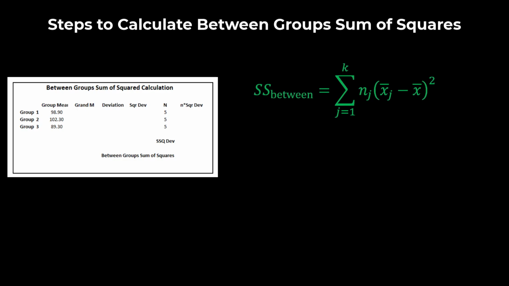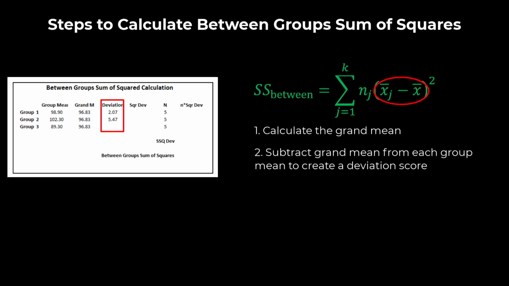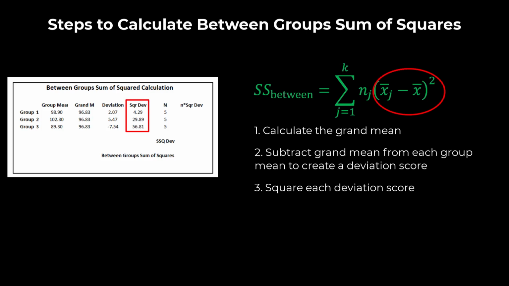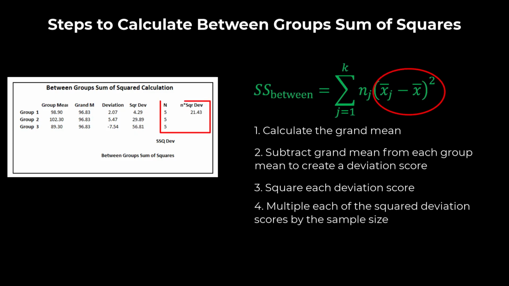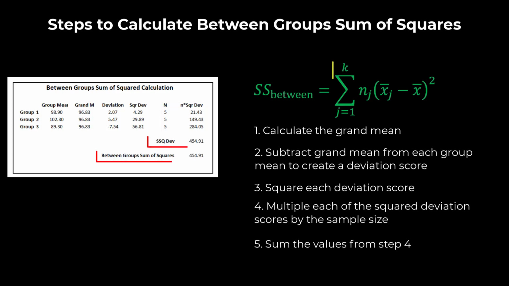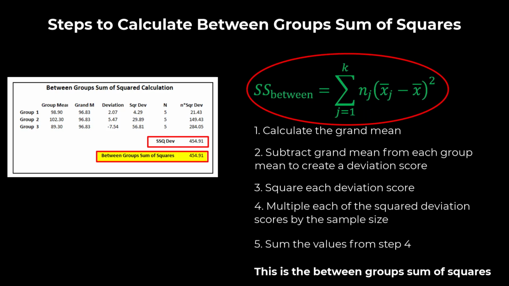Here is how we calculate the between groups sum of squares. First, we calculate the mean of all the scores, which is the grand mean. Then we subtract the grand mean from each group mean, which creates a deviation score. We then square each of the deviation scores. Next, we multiply each of the squared deviation scores by the size of the sample on which the mean was calculated to account for the fact the mean was based on multiple observations. Finally, we sum all the values that resulted from the multiplication of the squared deviation scores by the sample size. This gives us the between groups sum of squares.